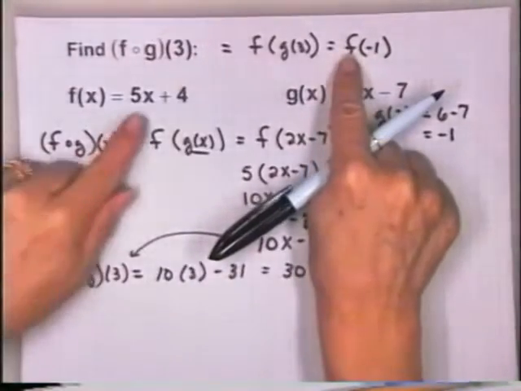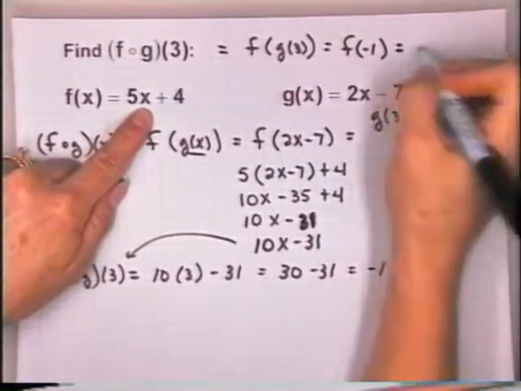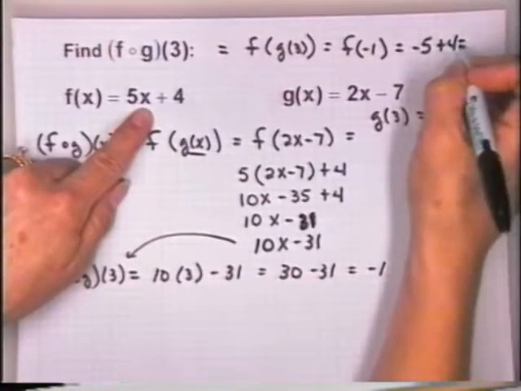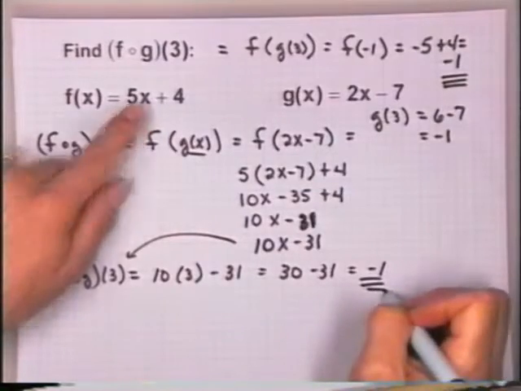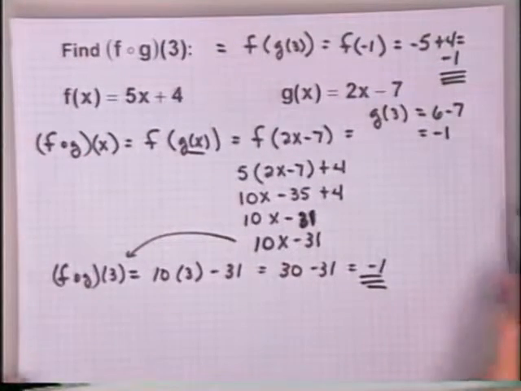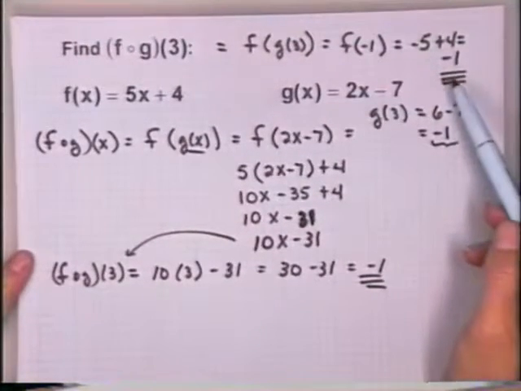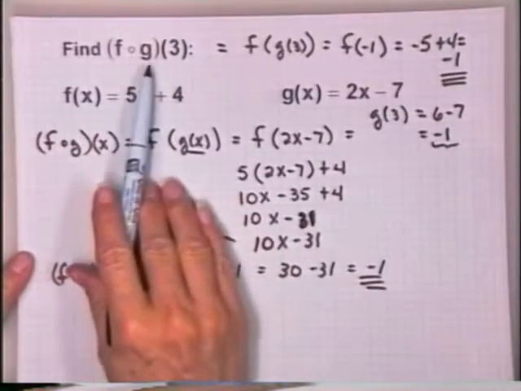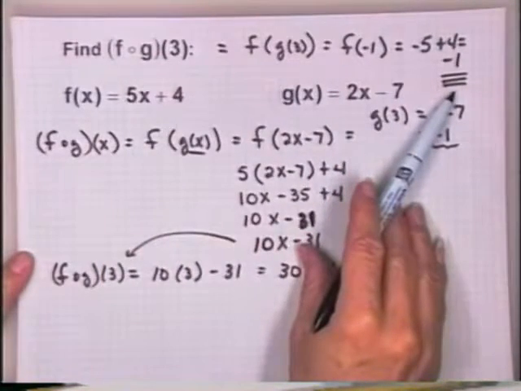Now this says go to function f right here and replace the x with negative 1. So if I do that, 5 times negative 1 is negative 5. Negative 5 plus 4 is negative 1. You'll see this answer is exactly the same as this one. Now, I'll point out this was a coincidence, so that's not always going to be the same answer. This was a little bit quicker and easier, wasn't it? If you're only going to evaluate the composition of two functions at one value of x, this would probably be the easiest way to do that.